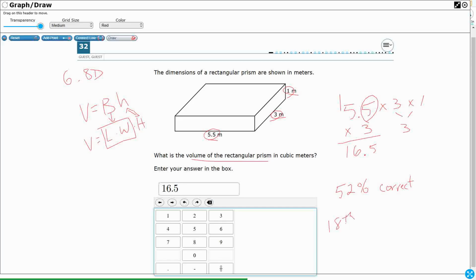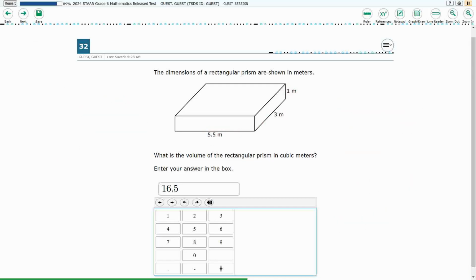This was middle of the row. This was tied for our 18th easiest item. And this does provide a slight challenge just because, like I said, this is base times height, so you have to calculate the base here. Using the older 5th grade formula, length times width times height, would have been a little bit easier for students. And maybe the times one kind of threw them off because it was so easy they didn't know what to do with it. That could be an opportunity for students to practice if one of the dimensions is 1.